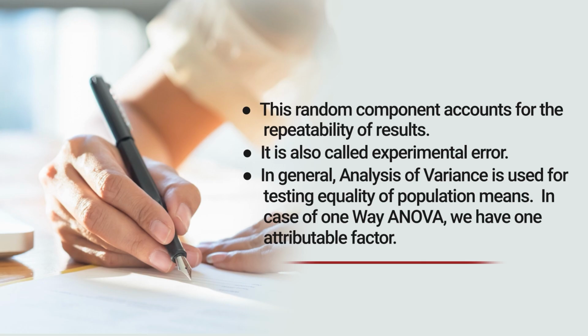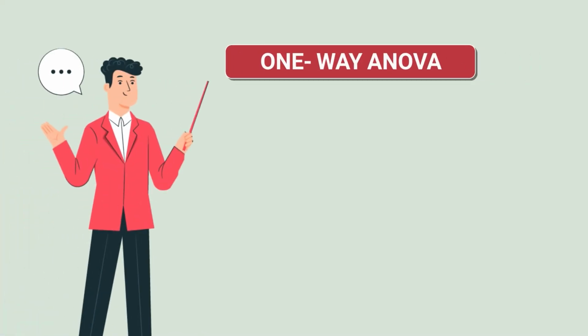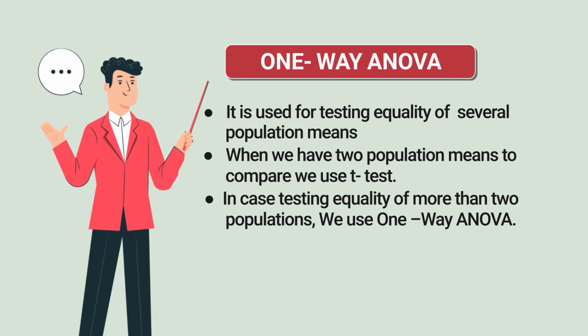In general, analysis of variance is used for testing the equality of two or more population means. In case of one-way analysis, we have one attributable factor, and in addition to this, there is one component which we call a random component or error component, which is always present in all measurements, all data observations, and all processes. One-way analysis is used for testing equality of several population means, mainly more than two.